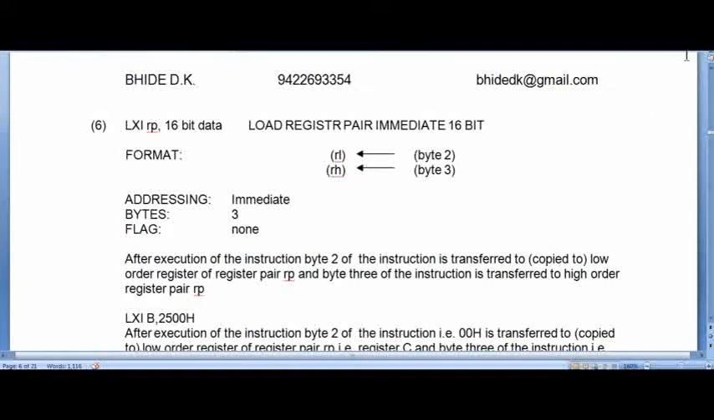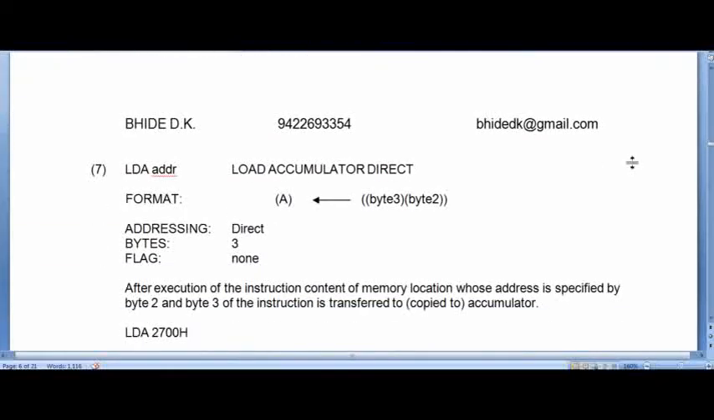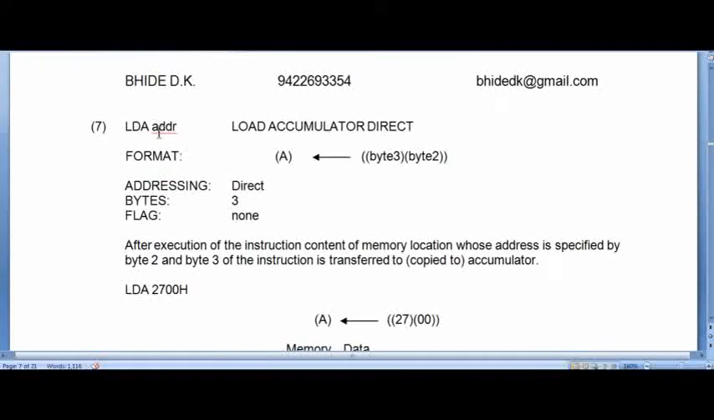Now let us move to the next instruction, instruction number 7 from the same group, that is LDA address. The meaning of LDA is load accumulator direct. Load accumulator means we have to bring the number into the accumulator. From where is the number to be brought? Byte 3 and byte 2 of the instruction give the memory location.